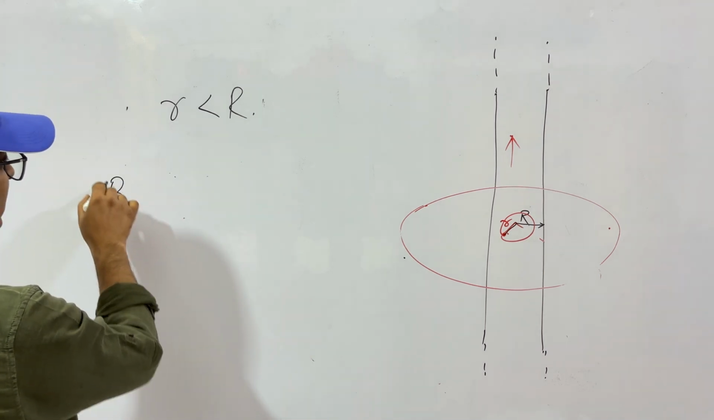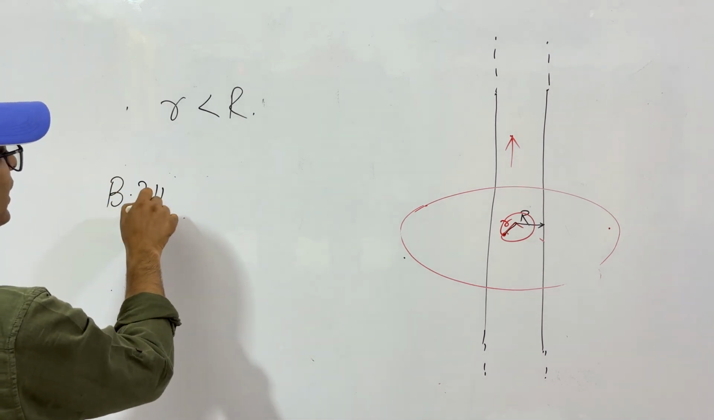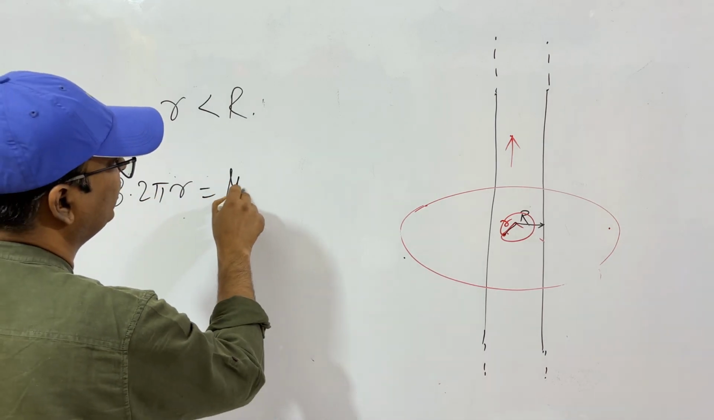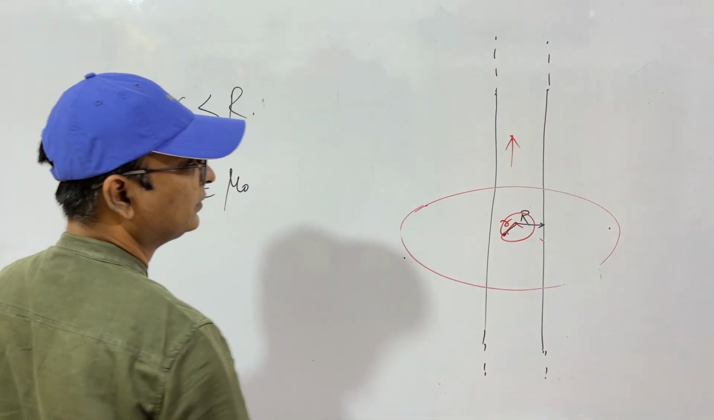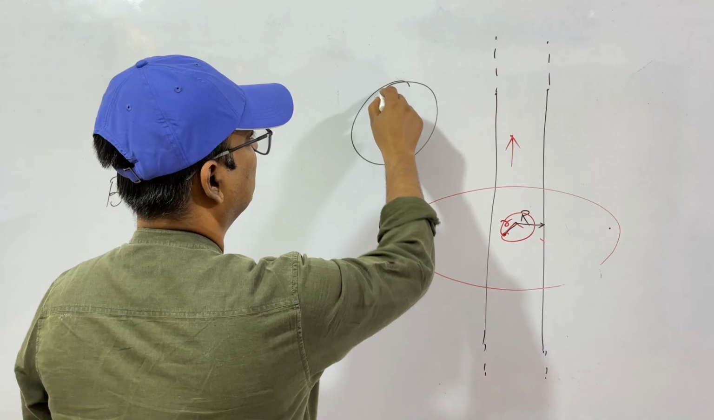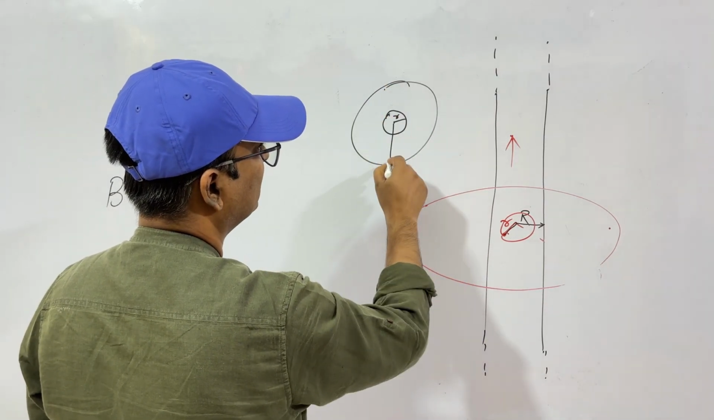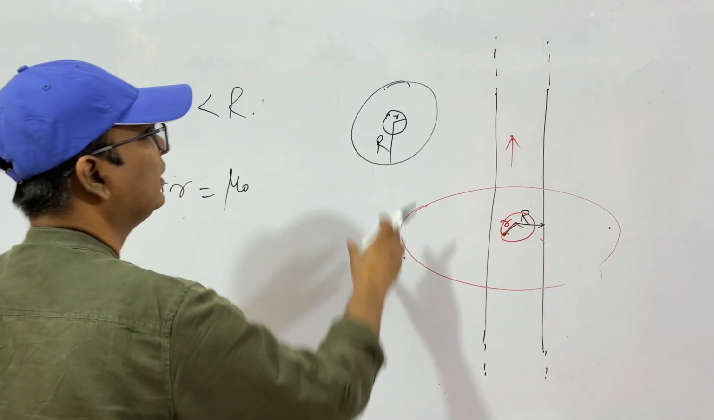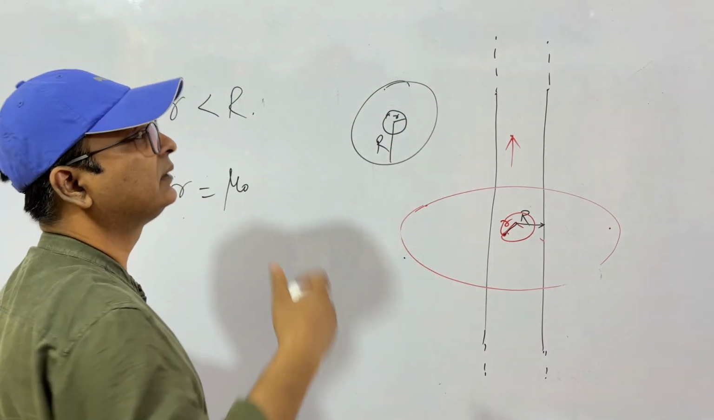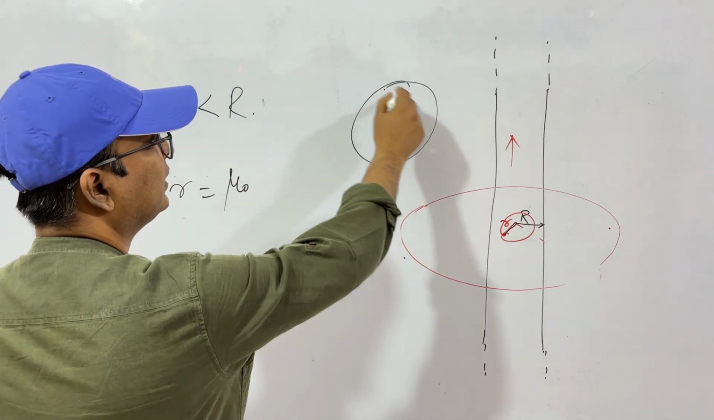Our B dl will be B into 2 pi r, this is clear, and then mu 0 into I enclosed. What will be the current? Let's say we are seeing the cross section, so we are talking of this small r and this is capital R. Let's assume that the current is equally distributed in this whole area.